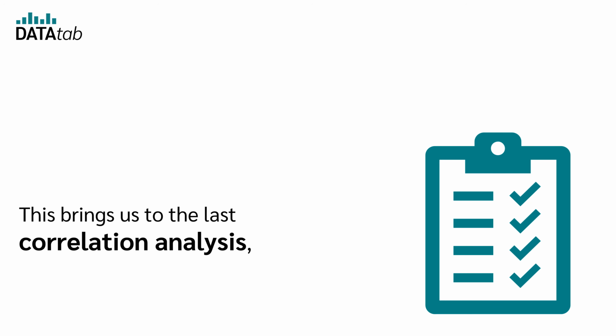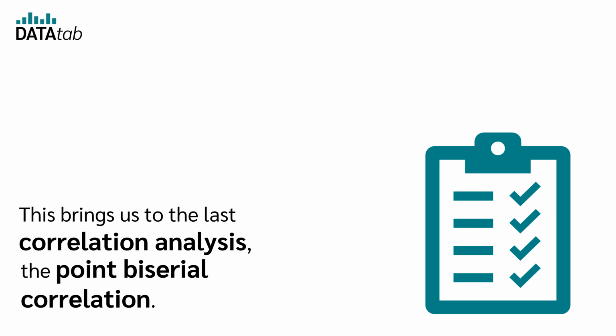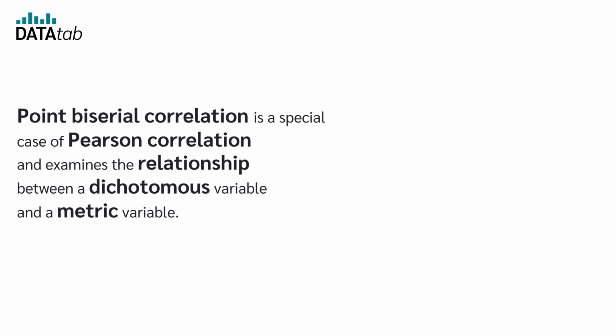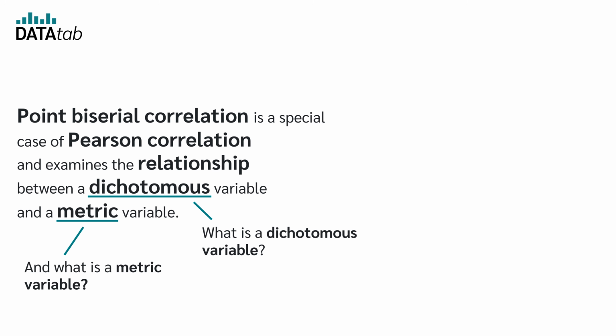This brings us to the last correlation analysis, the point biserial correlation. Point biserial correlation is a special case of Pearson correlation and examines the relationship between a dichotomous variable and a metric variable. What is a dichotomous variable and what is a metric variable?